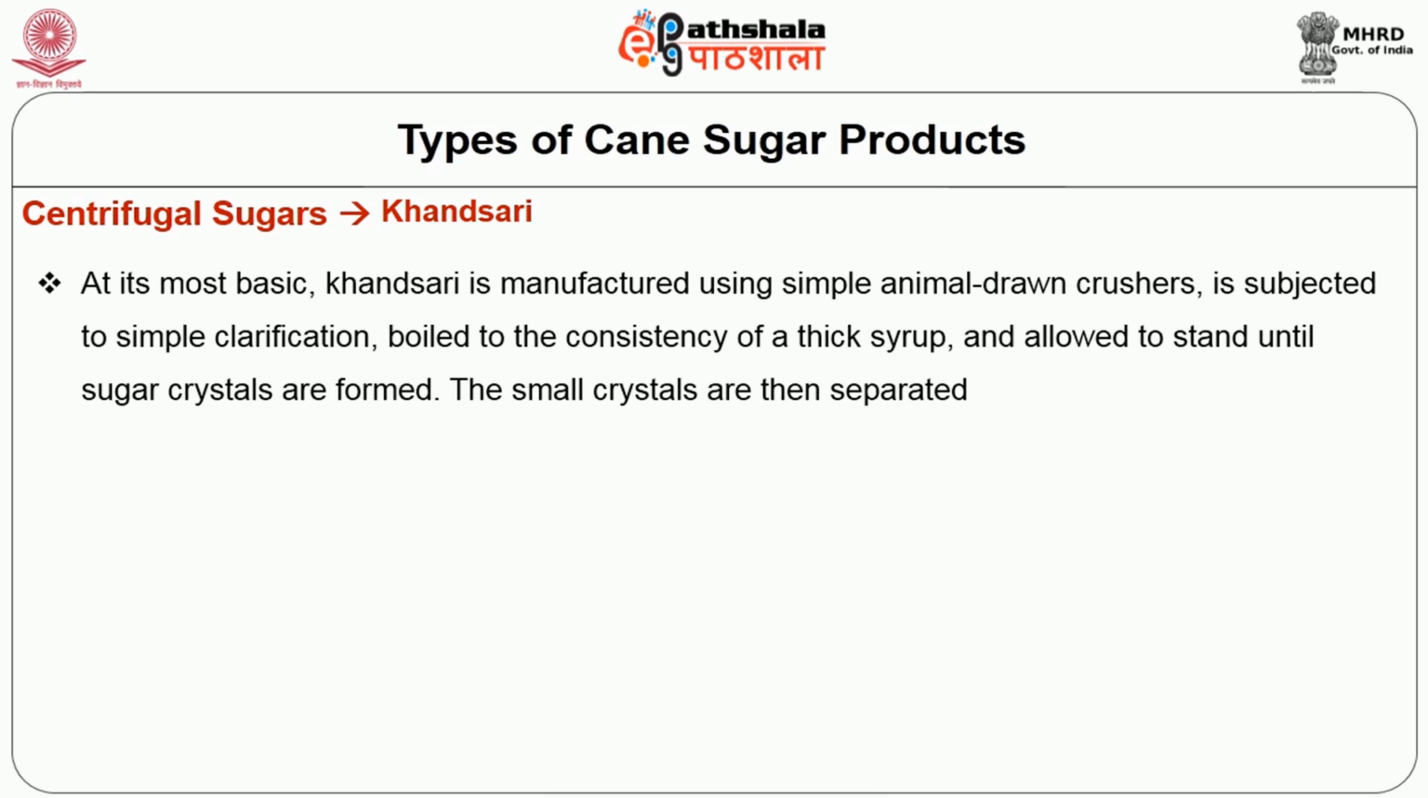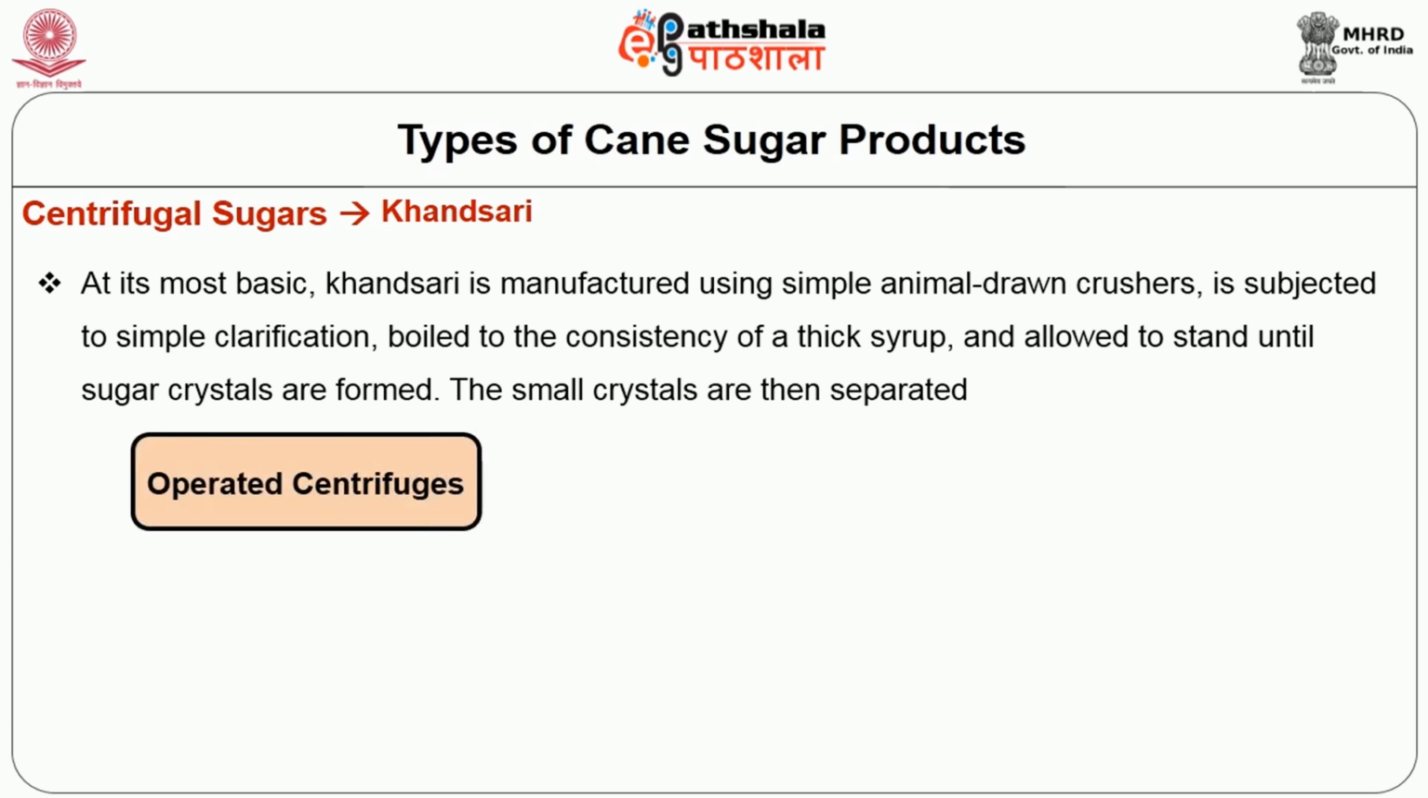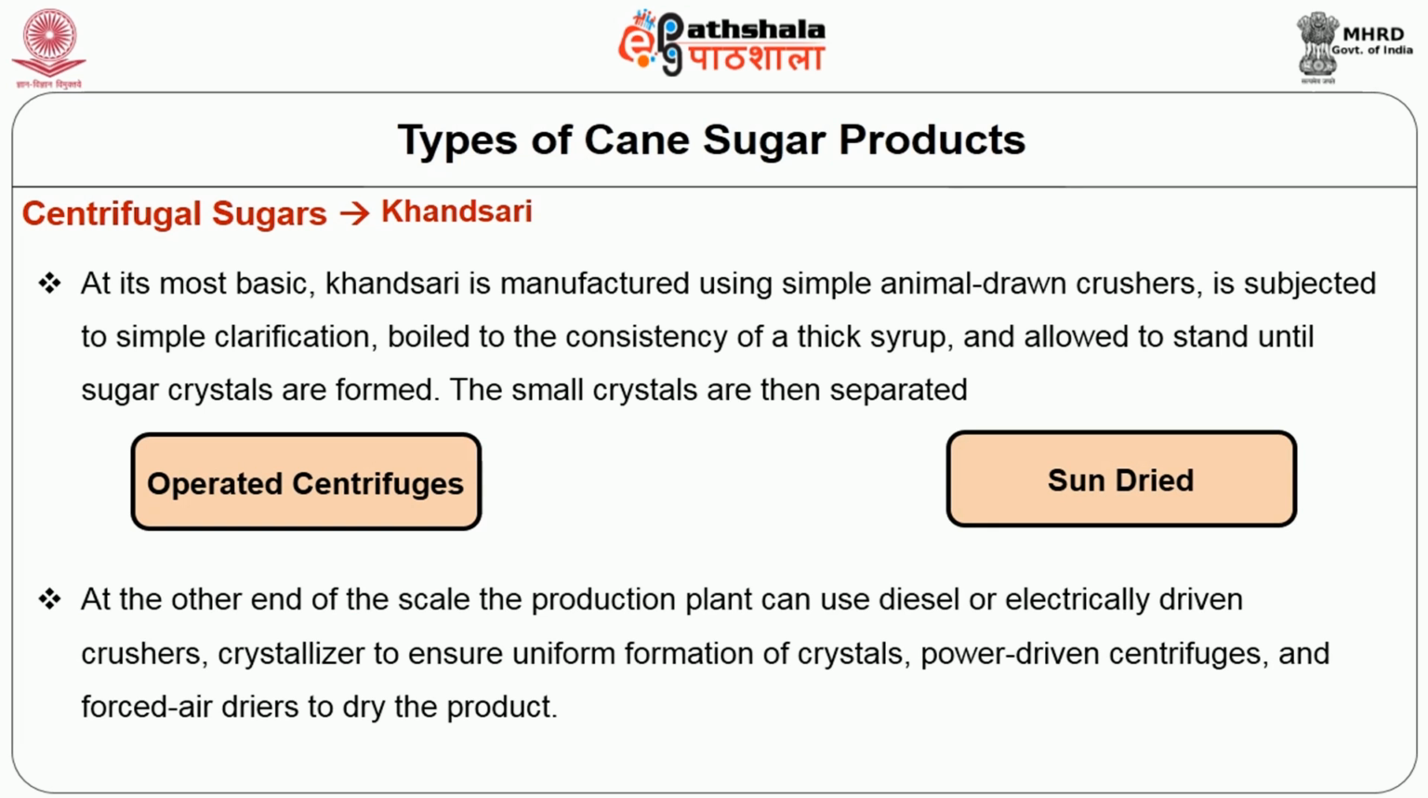At its most basic, kansari is manufactured using simple animal drawn crushers, is subjected to simple clarification, boiled to the consistency of a thick syrup, and allowed to stand until sugar crystals are formed. The small crystals are then separated in manually operated centrifuges and sun-dried. At the other end of the scale, the production plant can use diesel or electrically driven crushers, crystallizers to ensure uniform formation of crystals, power-driven centrifuges, and forced air dryers to dry the product.